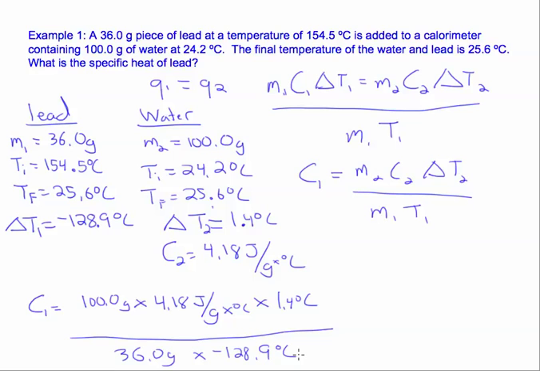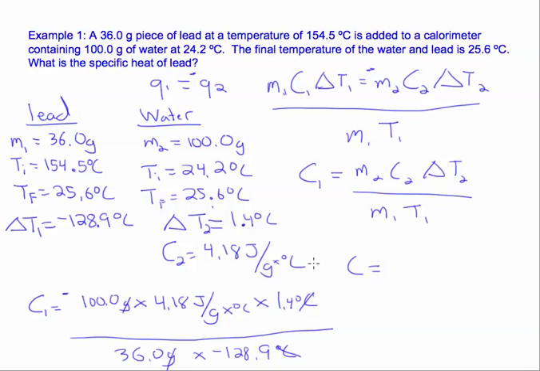I forgot one thing. Don't forget one of these Q's has to be negative because one of the items is gaining energy and one of them is losing energy. So we'll stick our negative sign in here. If you ever have a C come out to be negative, it's because you left out your sign. It's got to be positive. You can see that delta T cancels out. Grams cancel out. And we get the units for C right here.